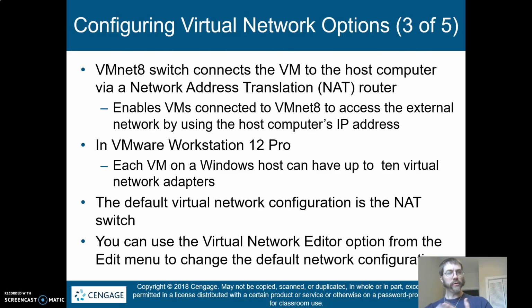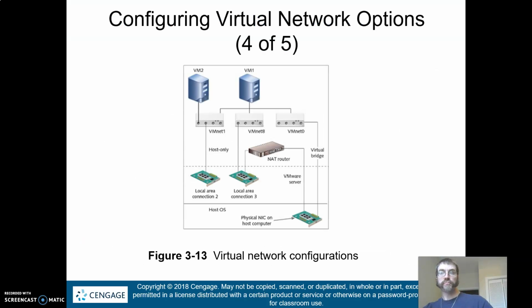So let's look at a graphic. It would sort of look like this. You've got these three basic switches. 0 is bridged to the physical NIC. We've got VMnet 8, which is NATed, which will go to a local connection on the VM, and also through the NAT router, through the VMware server to the physical NIC to reach out.